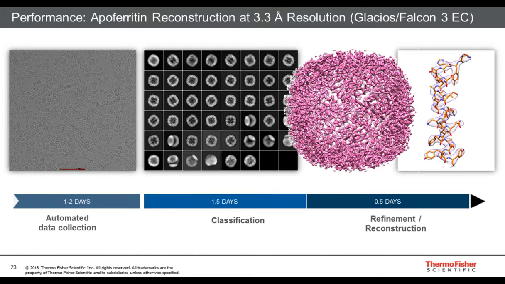Second connectivity component is the software. There is also a single particle acquisition software which allows you to acquire data, to facilitate the screening process, and to select those areas of a grid which are useful to do further processing.